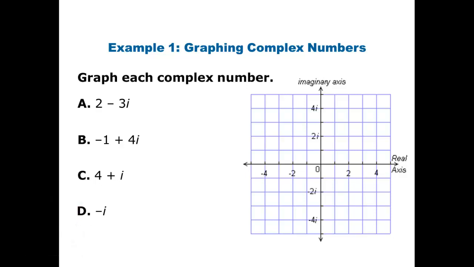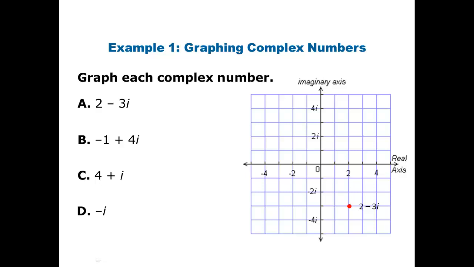Okay, so if we were going to graph 2 minus 3i, we would go over to the right 2, just as we would for an x, and then down to 3i. Notice how the axis is labeled. The x-axis are the real numbers, the y-axis are the imaginary, so they have the i's. So if we were going to graph 2 minus 3i, it would be this point.